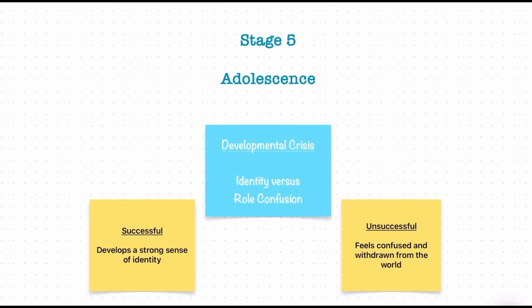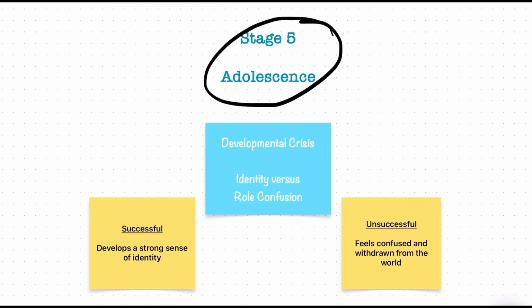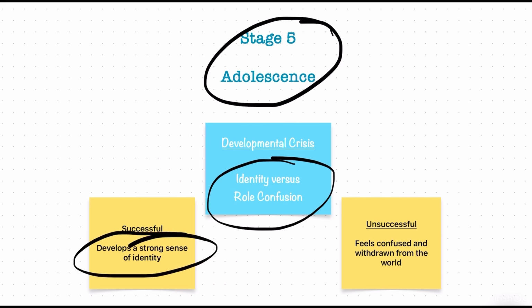Next on, moving to stage 5, adolescence. Here, the developmental crisis is identity versus role confusion. Adolescents work to develop a personal identity and sense of self. Success results in strong self-awareness and a sense of being true to oneself, while failure can lead to confusion about one's role in life and lack of direction.